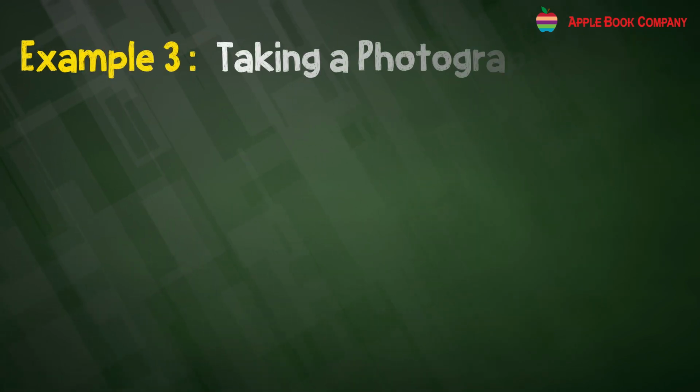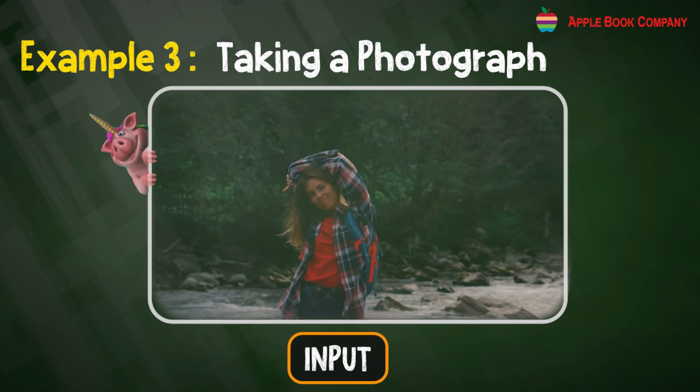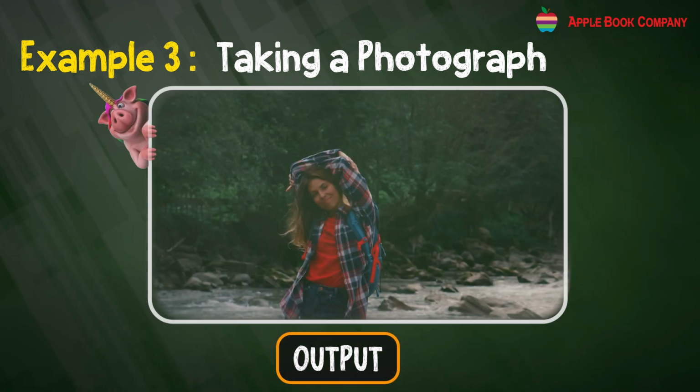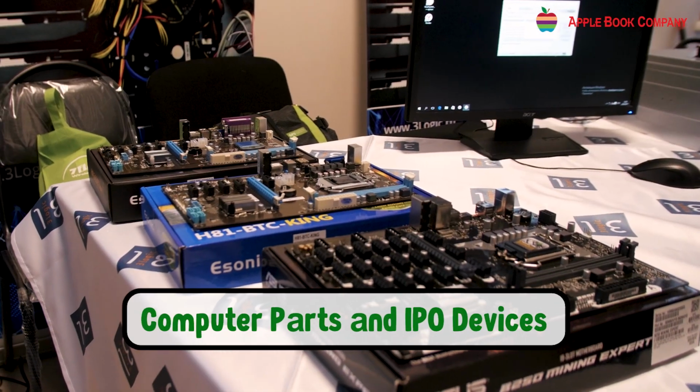Example 3. Taking a photograph. Input: a smiling friend. Process: camera capturing the image. Output: a photograph.